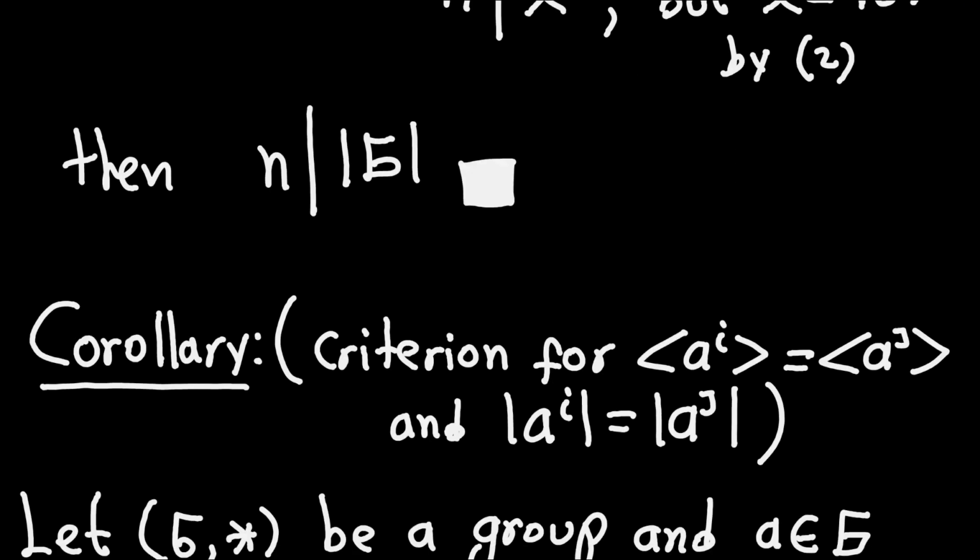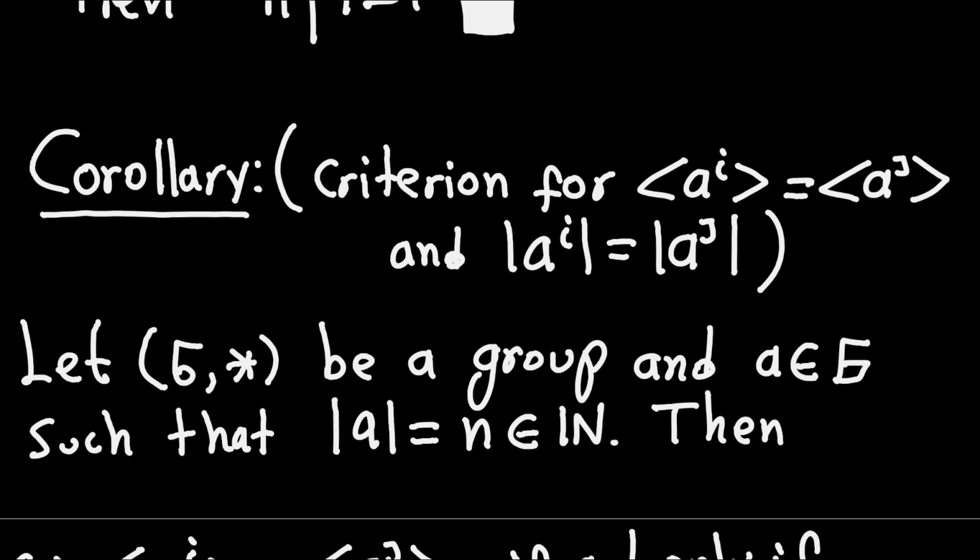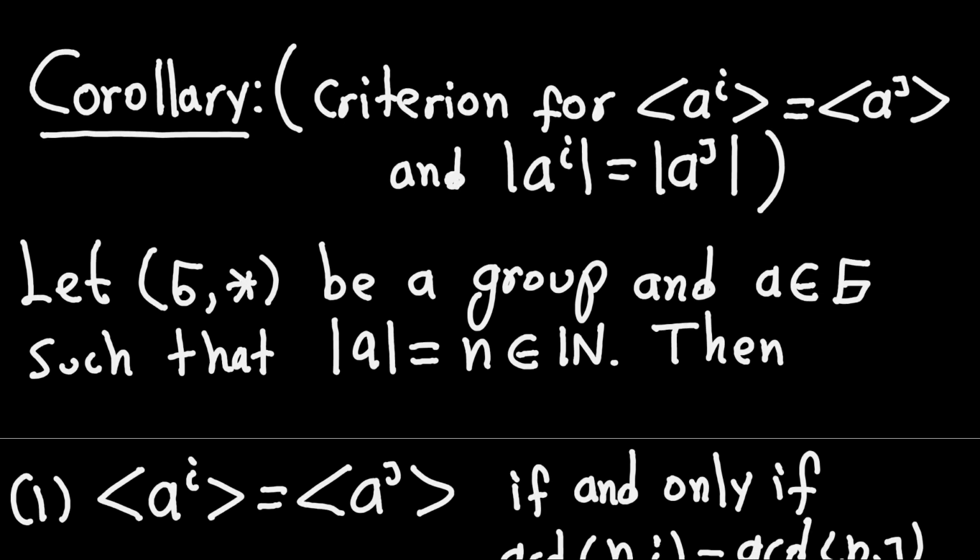Remember, all of these corollaries and results are preparation to give an idea of what the generators of a finite cyclic group are. Okay, so let's look at the next corollary. The corollary is a criterion on when two subgroups of this type are the same, when they are generated by powers of the same element, the ith power and the jth power of the same element, and when the orders of powers of the same element are the same. So let's look at this corollary.